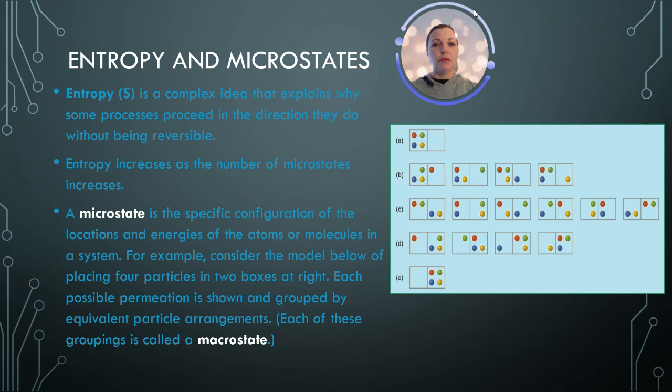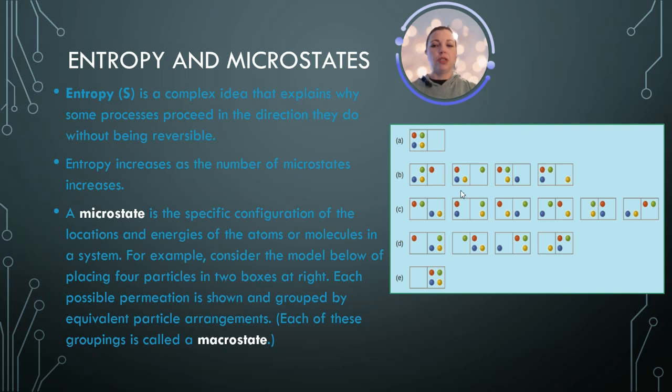A microstate is the specific configuration of the locations and energies of the atoms or molecules in a system. For example, we're going to consider this model here. I love this. This came from a LibreText article, and it's really, really good to help you understand microstates. So if we've got 4 particles and we're going to put them in 2 boxes, so you can see that. We've got red, green, blue, and yellow particles, and we've got these 2 boxes.